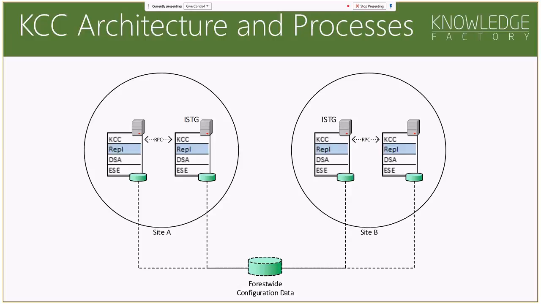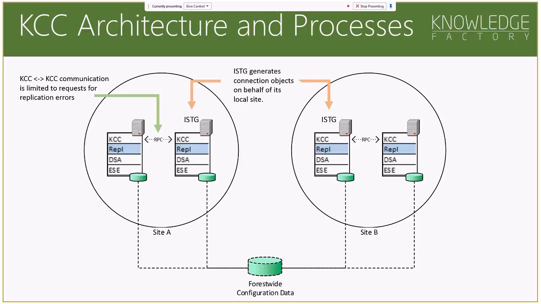As you see, the picture here shows the KCC architecture on servers in the same forest in two sites. Individual KCCs create connection objects on behalf of the local DC. The KCCs use global data in AD to create only the connection objects that apply to the local server or site, and for the site it's the ISTG. Together, this process creates the replication topology for each site and between sites.